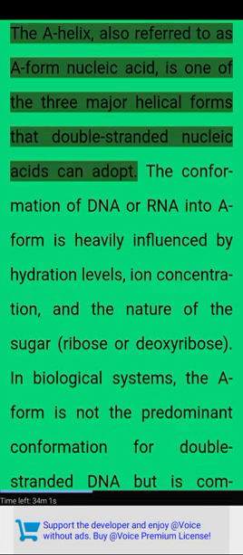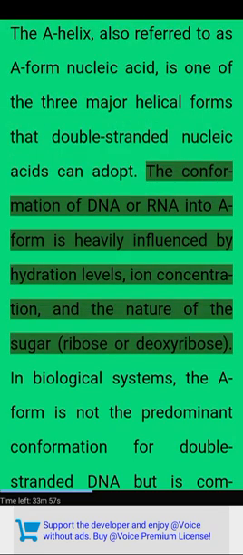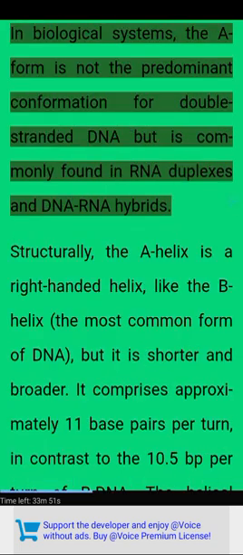The A helix, also referred to as A-form nucleic acid, is one of the three major helical forms that double-stranded nucleic acids can adopt. The conformation of DNA or RNA into A form is heavily influenced by hydration levels, ion concentration, and the nature of the sugar, ribose or deoxyribose. In biological systems, the A form is not the predominant conformation for double-stranded DNA but is commonly found in RNA duplexes and DNA-RNA hybrids.